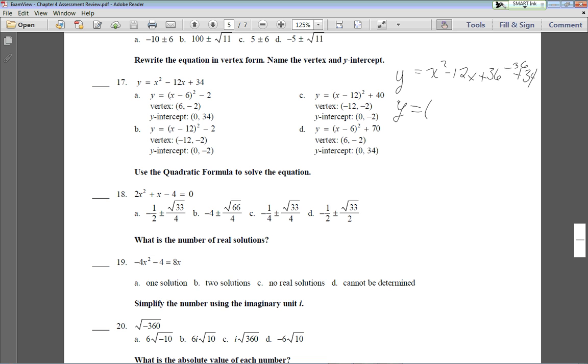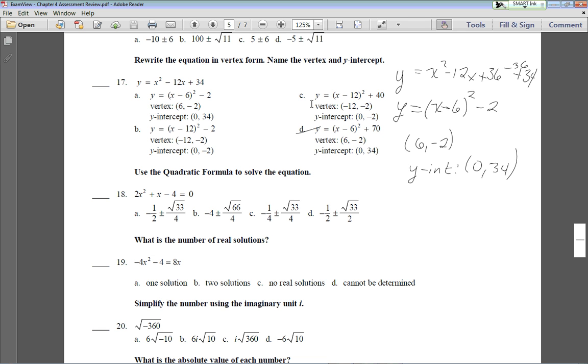So y equals, now that we completed the square, since this is positive and this is negative, this is going to be negative, and this is going to be 6 because that's half of 12. This is always going to be half of your middle term. Squared minus 2. So our vertex is 6 comma negative 2, and our y-intercept we're going to get from the original equation, which is 0 comma 34.